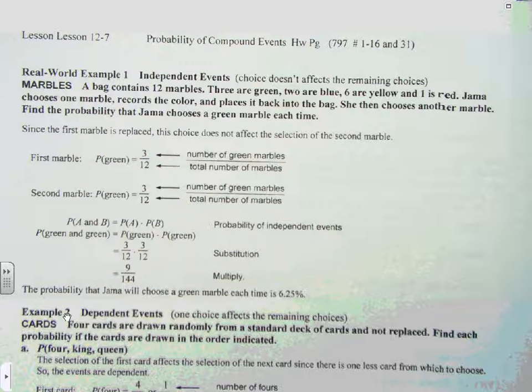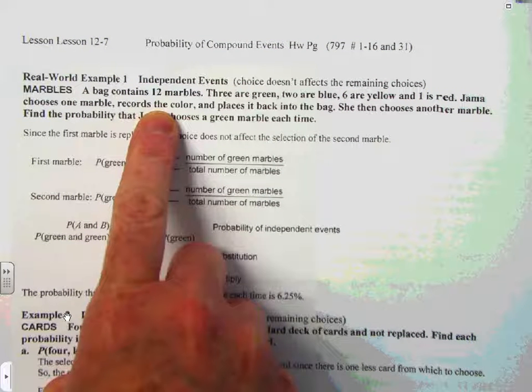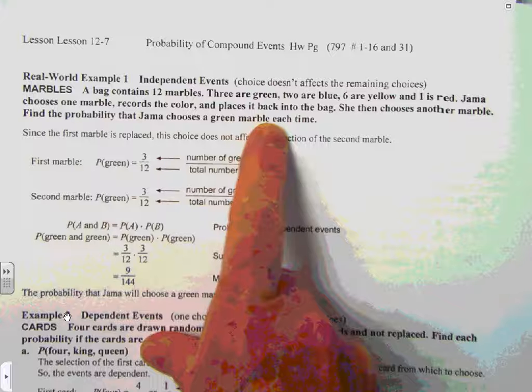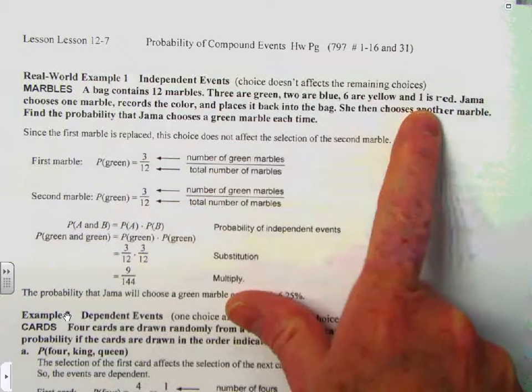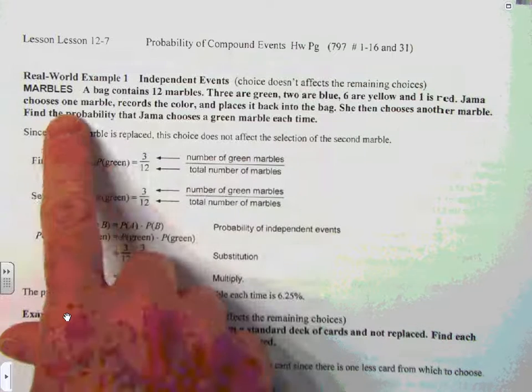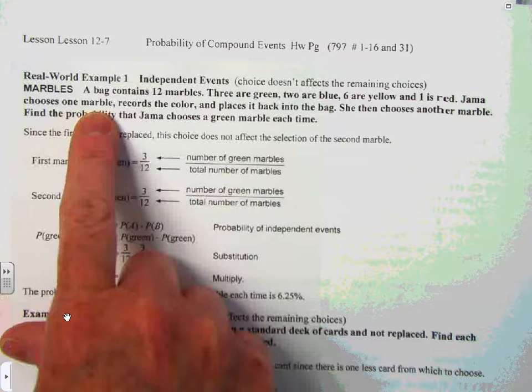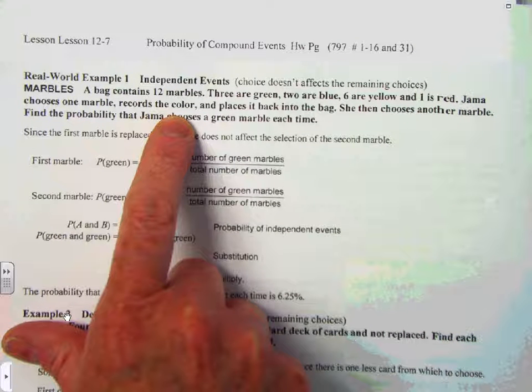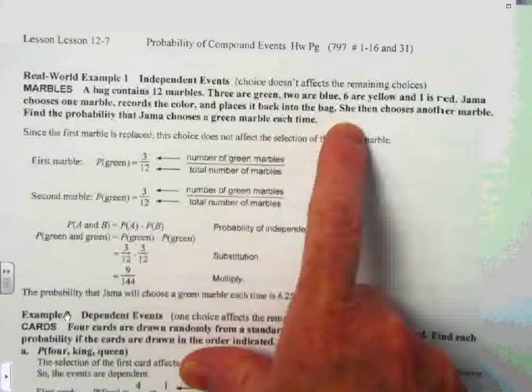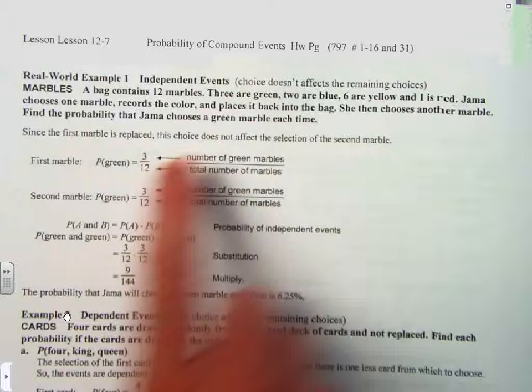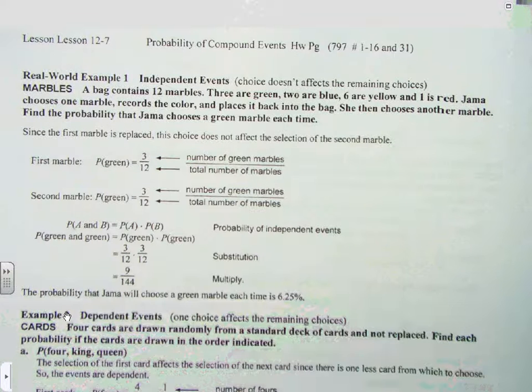And so in this first example, there's a bag that contains 12 marbles. All right? 3 are green, 2 are blue, 6 are yellow, and 1 is red. Jamma is going to choose a marble, and she records the color. Then she puts it back into the bag. Then she chooses another marble. Okay, so let's think about this. Would these two choices, are they dependent or independent?